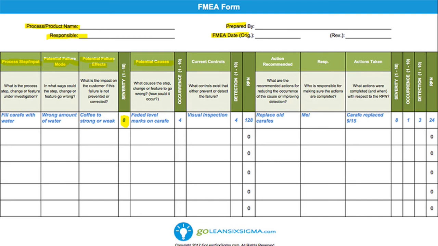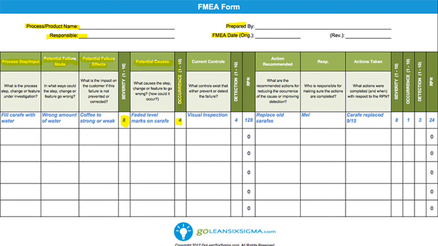And so then we're scoring the occurrence. So we're saying, okay, what's the likelihood that this potential cause is going to happen? And so, of course, 1 is least likely to occur, 10 means it's extremely likely to occur. And so we're saying it's about a 4. There's a 40% chance that the marks could be too faded to read.